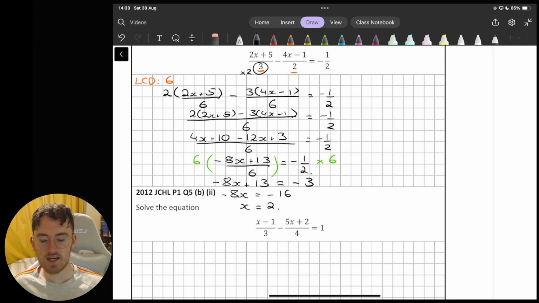Okay, so we can see how we're following that same method. We're reducing the fraction in the same way. We're finding that common denominator. We're using that to end up with a resulting equation.